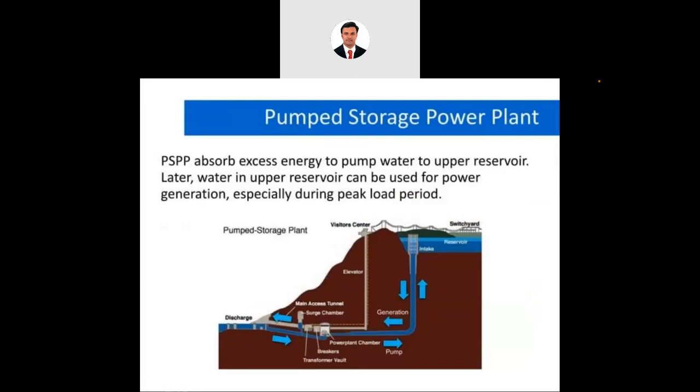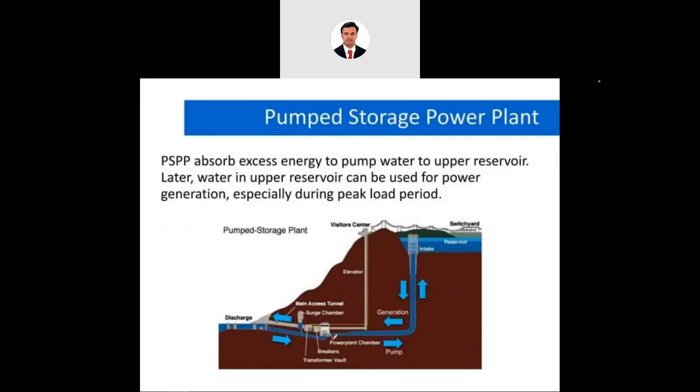Okay, so you can see this is another schematic for this particular pumped storage power plant. So whatever the excess energy we are developing, we are using that excess energy, right? Because the main drawback of electricity is that we cannot store electricity in the electrical form. We have to first convert it into another form of energy, and then we can store it.